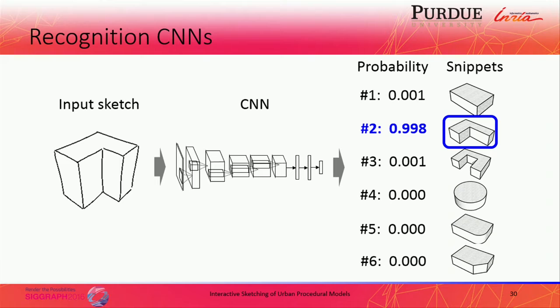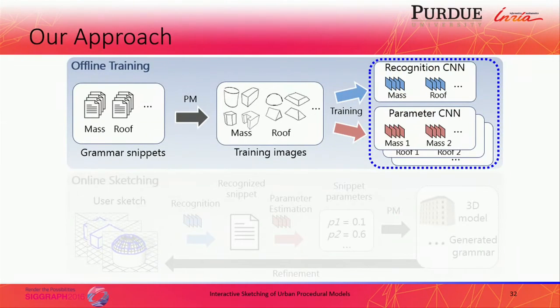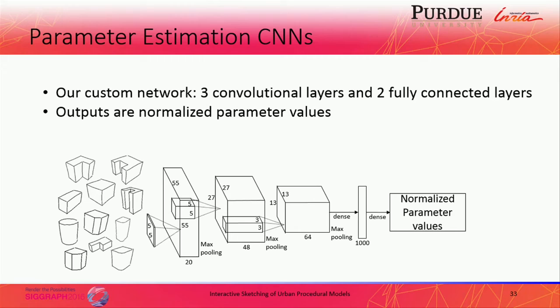We use 1 recognition CNN per object type. Therefore, 4 recognition CNNs are used in total for our implementation. Once the snippet is selected, the other type of CNN, the parameter estimation CNN, is used to estimate its parameter values. We found our custom network, with 3 convolutional layers and 2 fully connected layers, works well. The output from this type of CNN is a set of normalized parameter values.